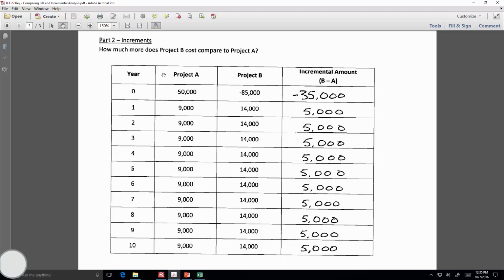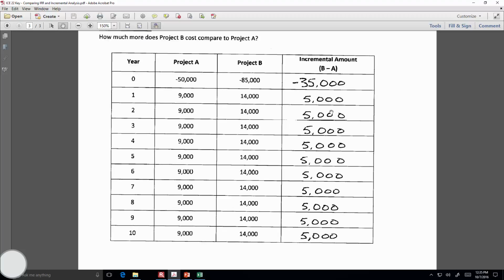So for these two projects, option B is $35,000 more expensive, and it has an incremental benefit, an incremental revenue of $5,000 per year. So what we'll do on Monday is we're going to say, is it worth it? Is this extra $5,000 each year worth the $35,000 that you have to pay up front? And the only way we know is depending on what the interest rate is.